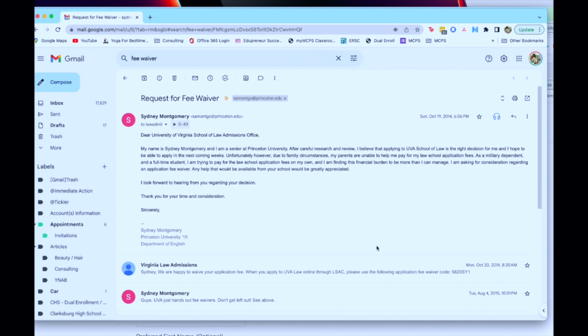I'm asking for some consideration regarding an application fee waiver. Any help that would be available from your school would be greatly appreciated. I look forward to hearing from you regarding your decision. Thank you for your time and consideration. Sincerely, Sydney Montgomery, Princeton University, Department of English.